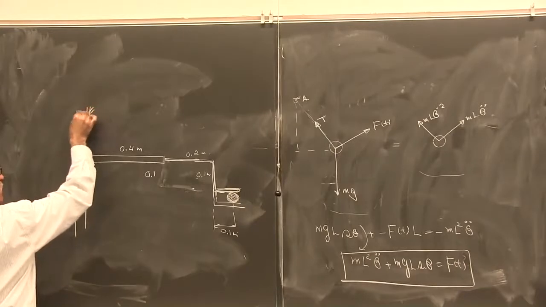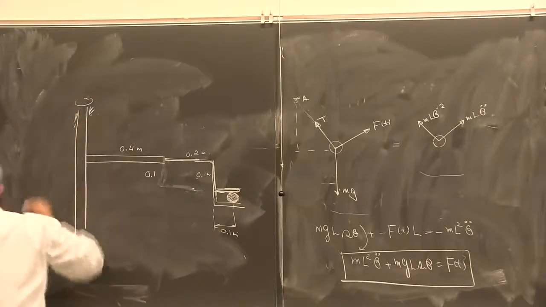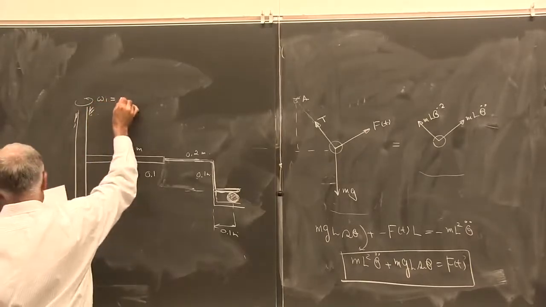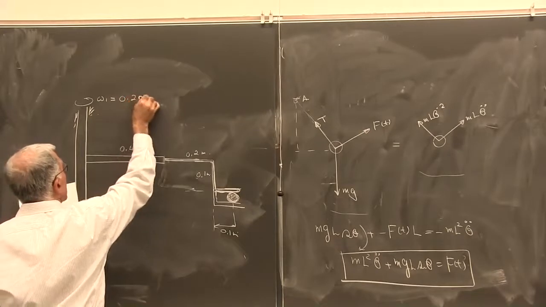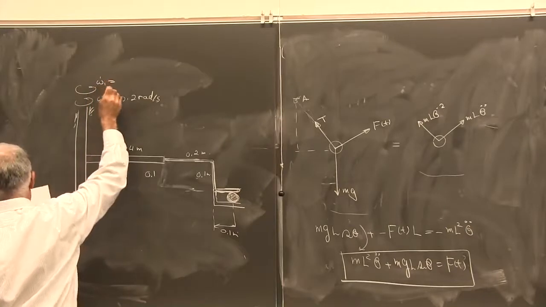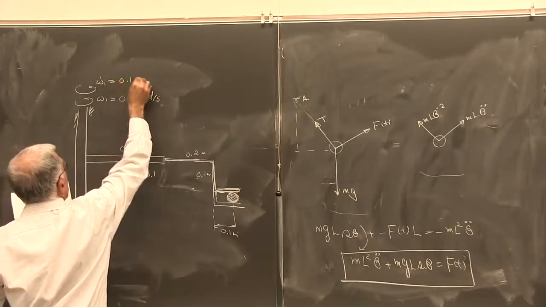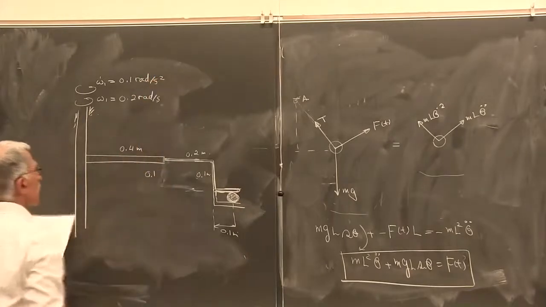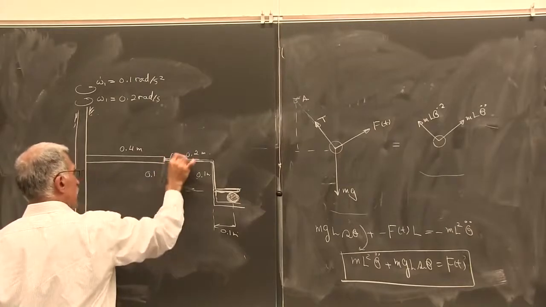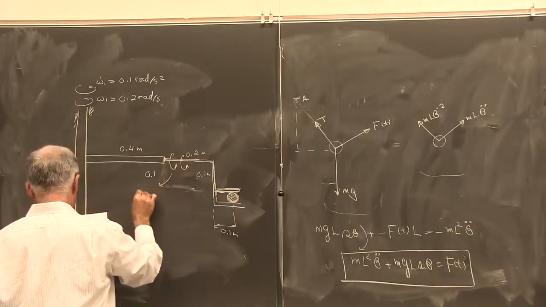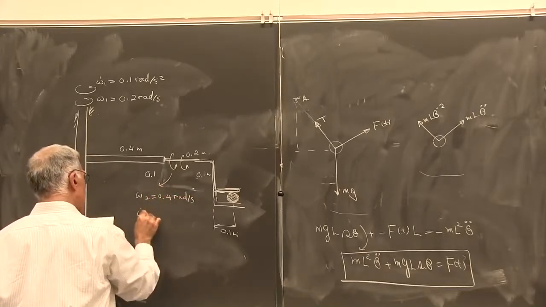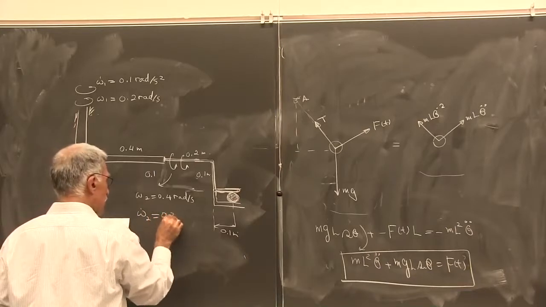So now you have this, and this whole system is rotating around this one with omega 1 equal to 0.2 radian per second, and omega dot 1 equal to 0.1 radian per second squared. And this one is rotating with respect to this arm with omega 2 equal to 0.4 radian per second, and omega dot 2 equal to 0.3 radian per second squared.